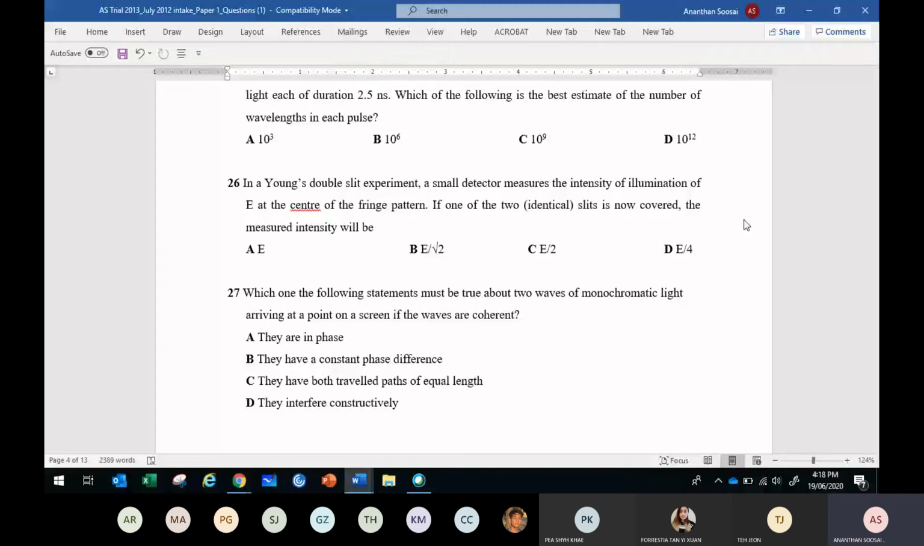In a Young double slit experiment, a small detector measures the intensity of illumination E at the center of the fringe pattern. If one of the two identical slits is now covered, the measured intensity at the center is what? When one of the slits is now covered, how much is the new intensity at the center? So this is your intensity knowledge.